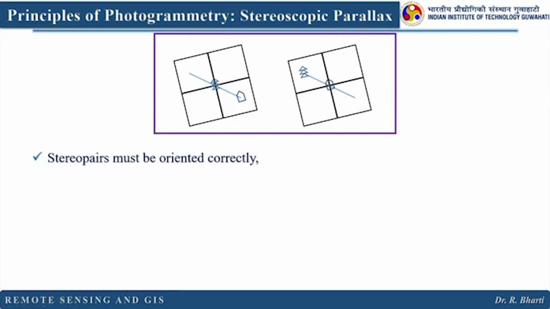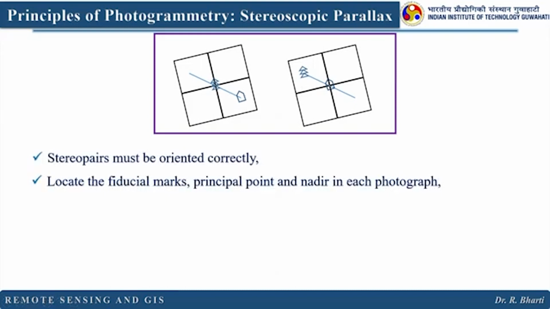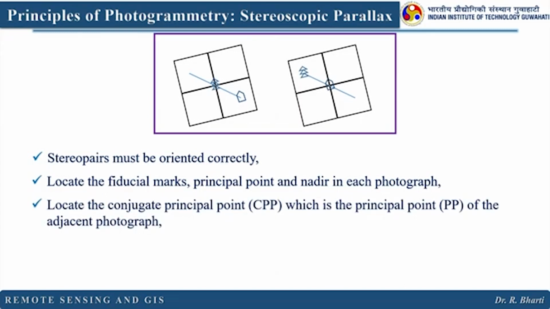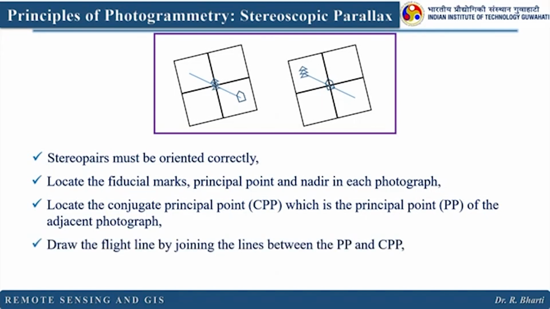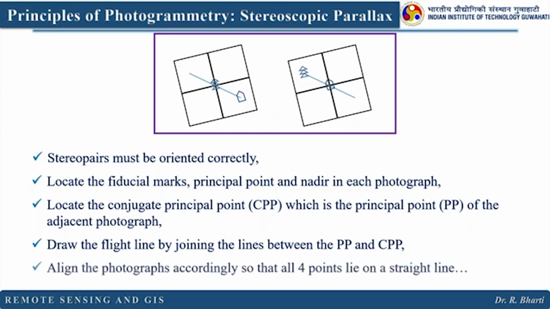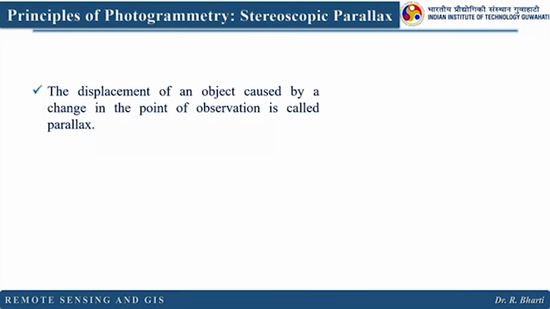Stereo pairs must be oriented correctly. Then locate the fiducial mark, principal point and nadir in each photograph. Locate the conjugate principal point and principal point in both the images. Draw the flight line by joining the line between PP and CPP. PP is your principal point, CPP is your conjugate principal point. Align the photographs accordingly so that all the 4 points lie on a straight line. If you have this, and if you have a stereoscope, you can easily see the 3D of that area using these stereo pairs.